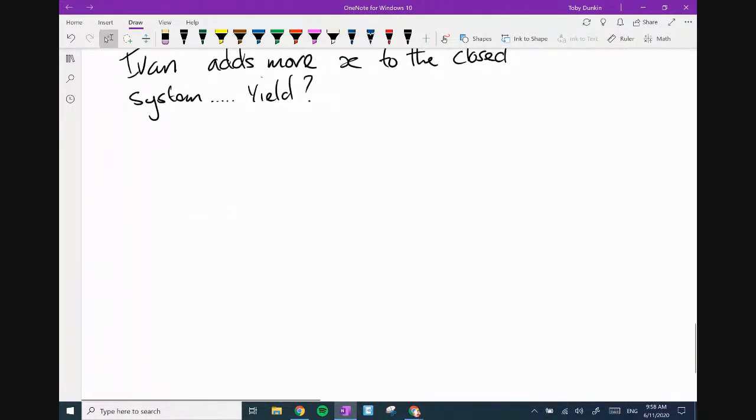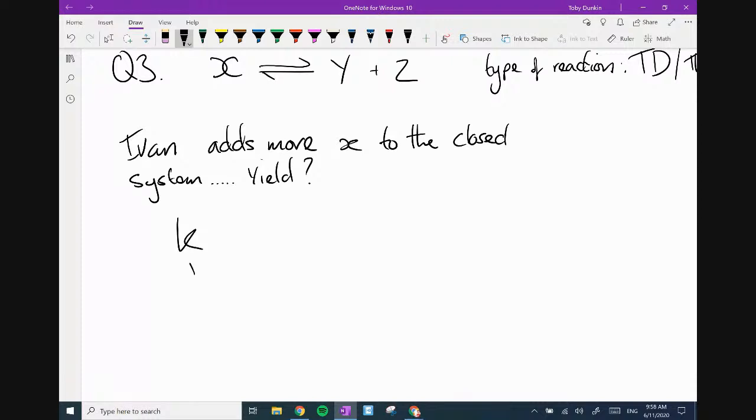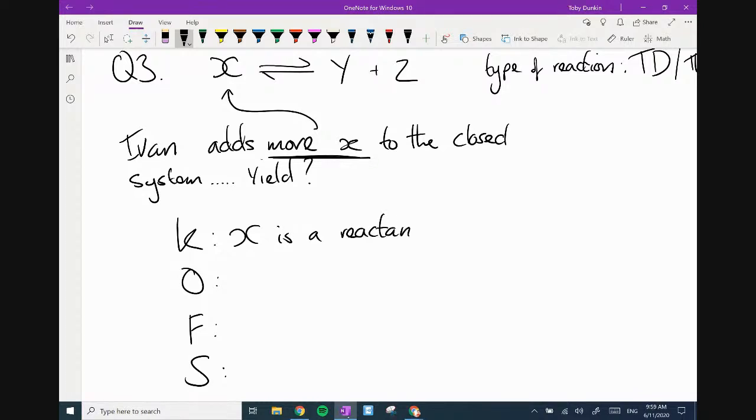Right, let's run KOFS. I'll put it here. KOFS. Now, this one, again, is tricky, because the first one is the knowledge, and it comes from the equation. Yeah? So he added more X. Where is X in the equation? There's the knowledge. X is a reactant. Yeah, it's a reactant. That's the knowledge. Yeah, it's on the left. Yeah, it's going into the chemical equation. It's going in, not coming out. So because it's a reactant, it means that we're going to see a directional shift.